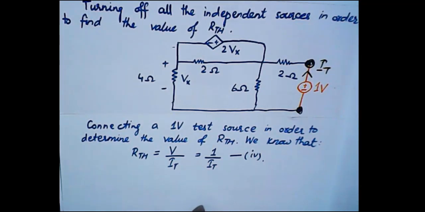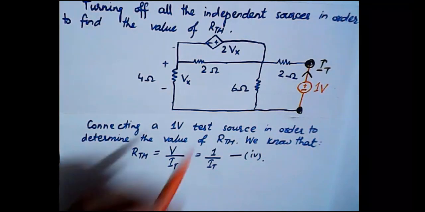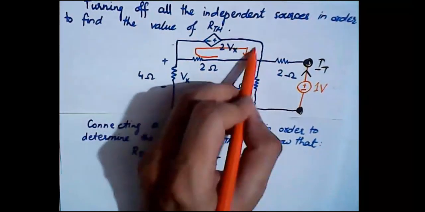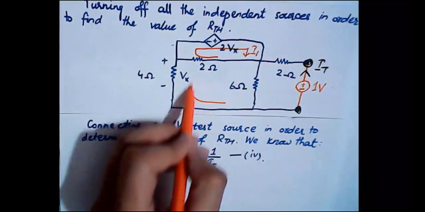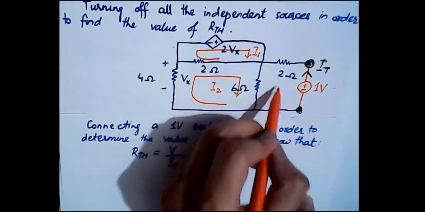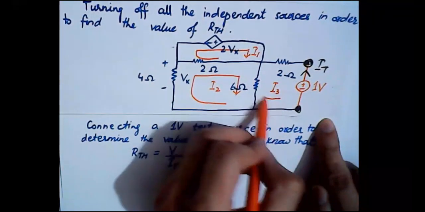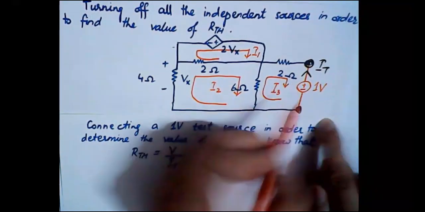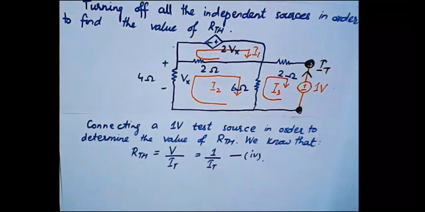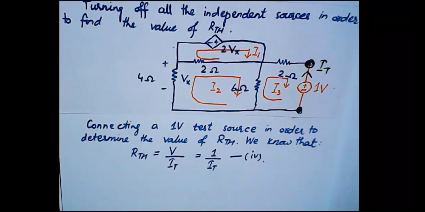Now if you look at the question, we need to solve it for the value of IT. Again, let's solve it by mesh analysis. We have 3 loops here. This is loop number 1 with a current of I1. This is loop number 2 with a current of I2, and this is loop number 3 with a current of I3. You see that IT and I3 are in opposite directions. We will look at this afterwards, no issue.